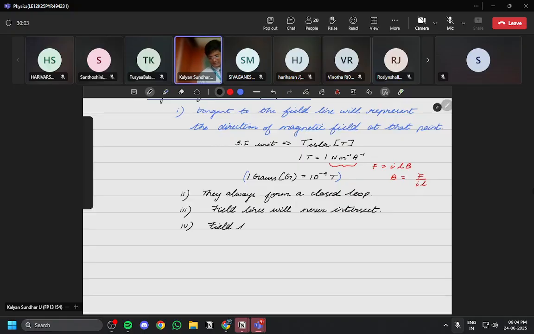Next one is field lines drawn per unit area is directly proportional to your magnetic field, right? So when denser, the strength of the magnetic field is more. If equally spaced, the magnetic field is uniform.